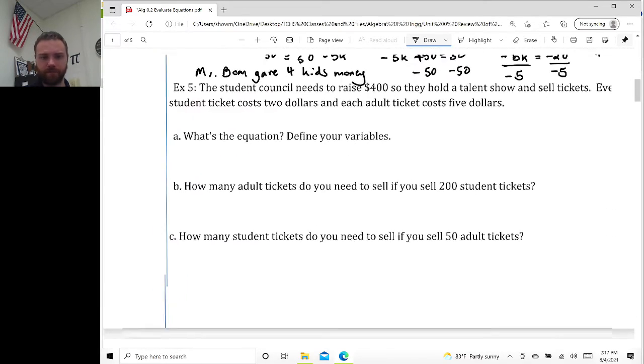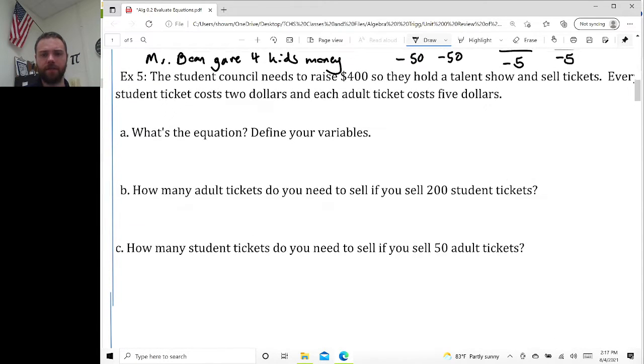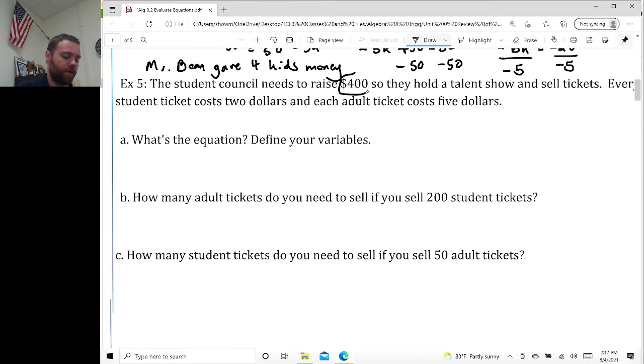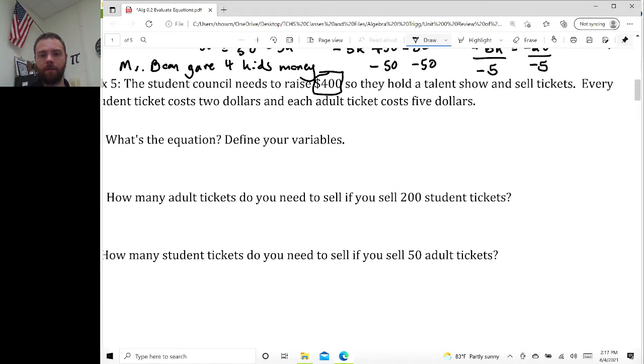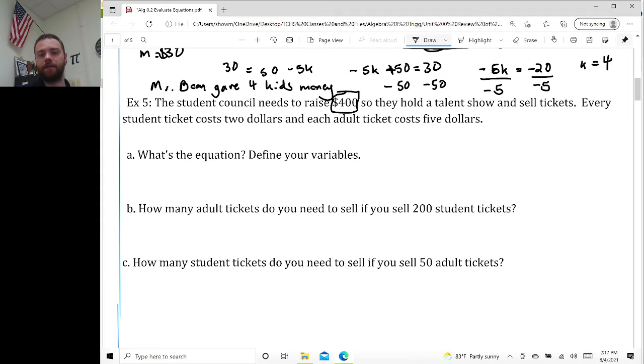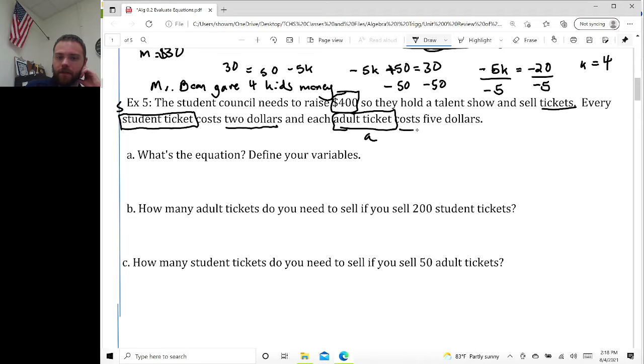Let's do another example. It says the student council needs to raise $400. So we know something. That's a known. So they hold a talent show and sell tickets. Okay, so we're selling tickets. And we've got two types of tickets. We've got student tickets, so I'm going to let that be S, and then adult tickets. I'm going to let that be A. So those are our two unknowns. And it even tells us that each student ticket costs $2 and each adult ticket costs $5.